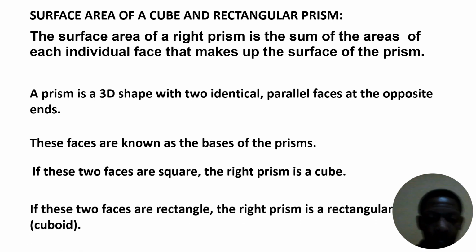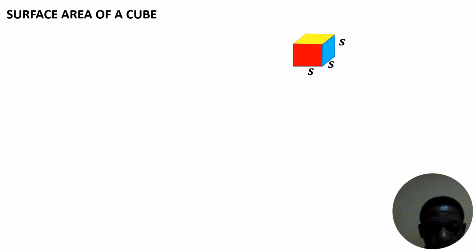Right? And then considering a rectangular prism, if these two faces are rectangles, the right prism is a rectangular prism or a cuboid. And again, I've indicated that it might happen that a rectangular prism has two opposite faces that are squares, and that will not necessarily mean it is a cube, right? And then if we go on, the focus today will be on a cube as well as a cuboid, which is the rectangular prism. We are going to calculate the surface area of a cube and the surface area of a cuboid.